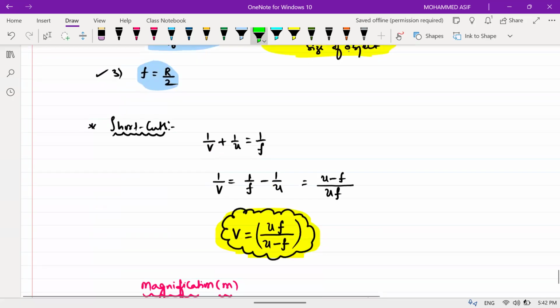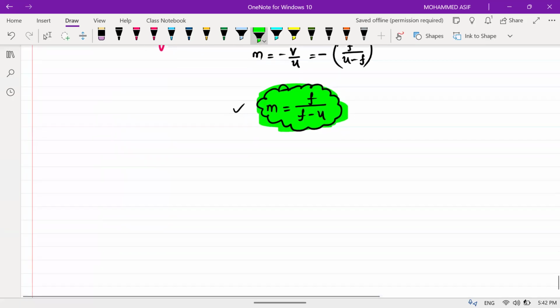Okay, so now we'll try to do one problem. Then we'll go for the derivation of the mirror formula. Okay. Sure.